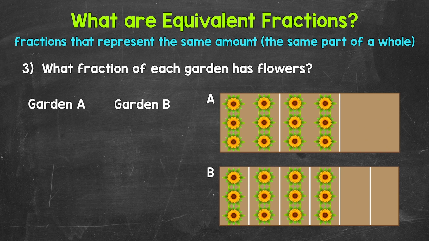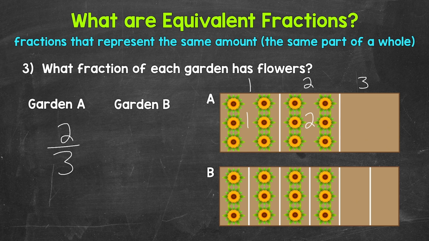Let's start with Garden A. Garden A is divided into 1, 2, 3 equal sections. So 3 is our denominator. And then 1, 2, 2 of those sections are filled with flowers. So 2 is our numerator. 2/3 of Garden A is filled with flowers.